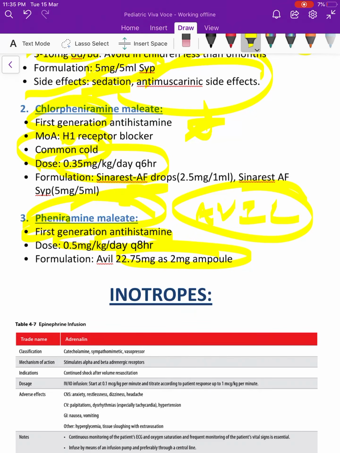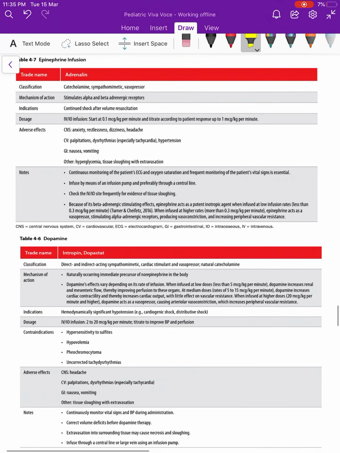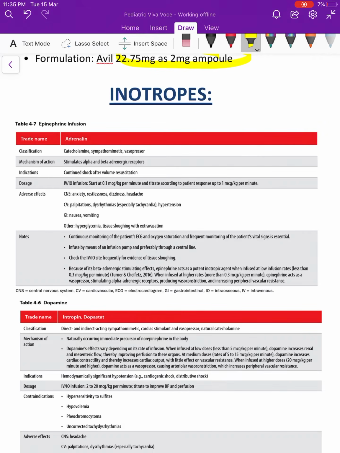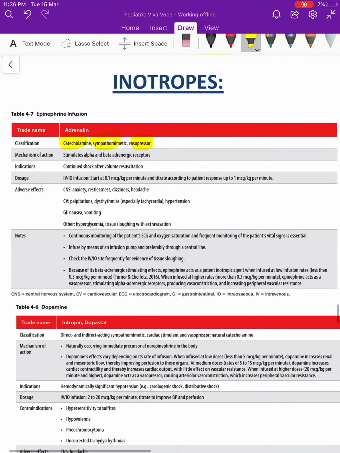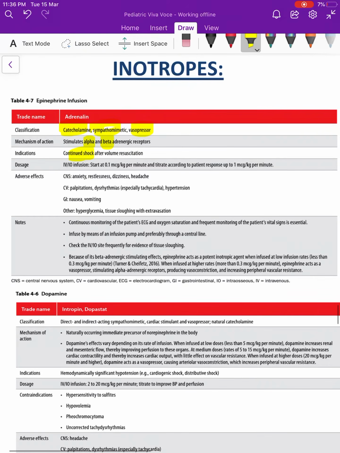Next, coming to the emergency drugs. So 3 common emergency drugs, inotropes that can be used, are epinephrine or adrenaline, norepinephrine and dopamine. So epinephrine, it is one of the catecholamine, sympathomimetic and vasopressor. Fine. What is the mechanism of action? It stimulates both alpha as well as beta adrenergic receptors. It is indicated in case of any shock, we give this. It is one of the first inotropes that is used.